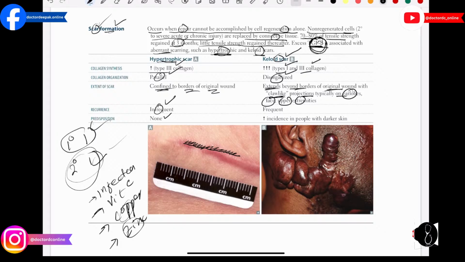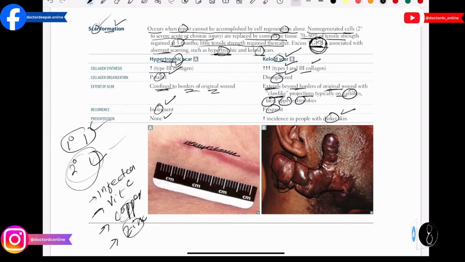You can see this is extending beyond its borders. This is not going to happen in hypertrophic scar. In the hypertrophic scar, excess tissue is confined to the borders, and the recurrence is not frequent. It is going to happen in darker skin people. You guys have to remember this. These are the important points you have to remember.